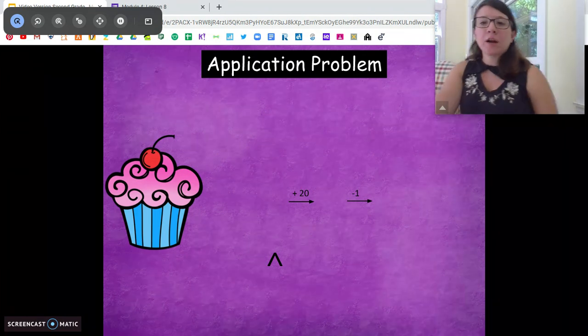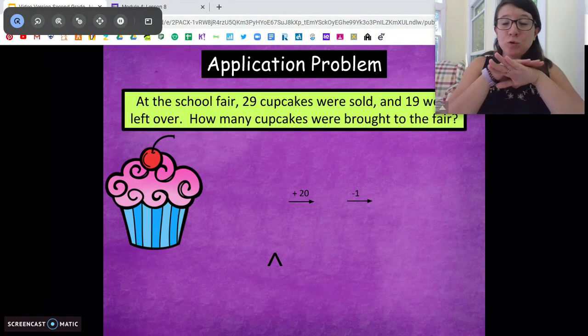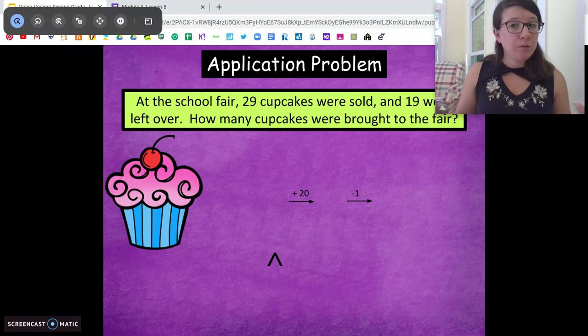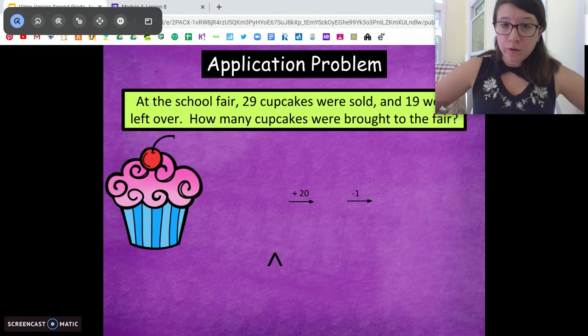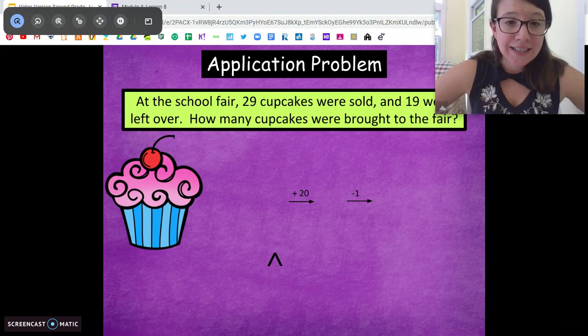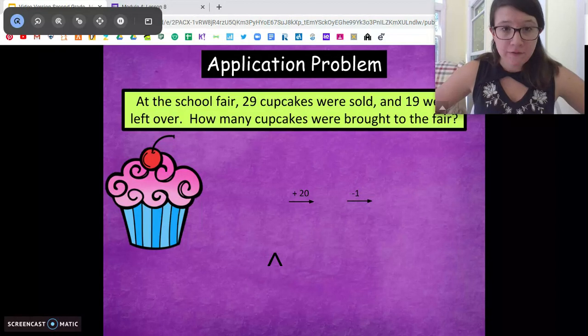And here we go. We're going to start with our application problem. All right, this one's a little bit tricky, so don't dive in and just do it yet. I want to have you talk about it. We're going to talk about it together. Okay, this is what it says. At the school fair, 29 cupcakes were sold. 19 were left over. How many cupcakes were brought to the fair?